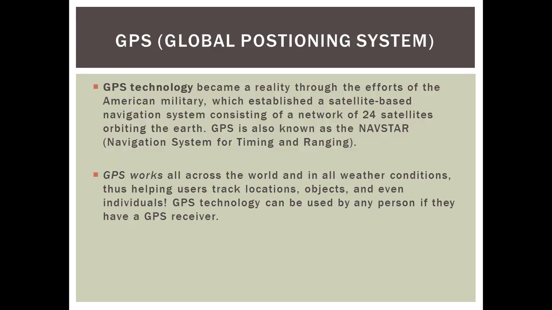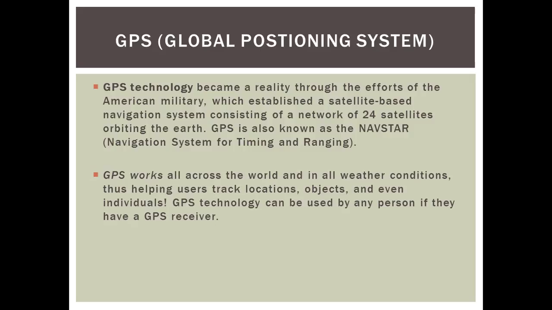So what exactly is GPS? The technology became a reality through the efforts of the American military, which established a satellite-based navigation system consisting of a network of 24 satellites orbiting the Earth. Can we imagine that the system consists of a network of 24 satellites? GPS is also known as Navstar, which means Navigation System for Timing and Ranging. GPS works all across the world and in all weather conditions, thus helping users track locations, objects, even individuals. GPS technology can be used by any person if they have a GPS receiver.